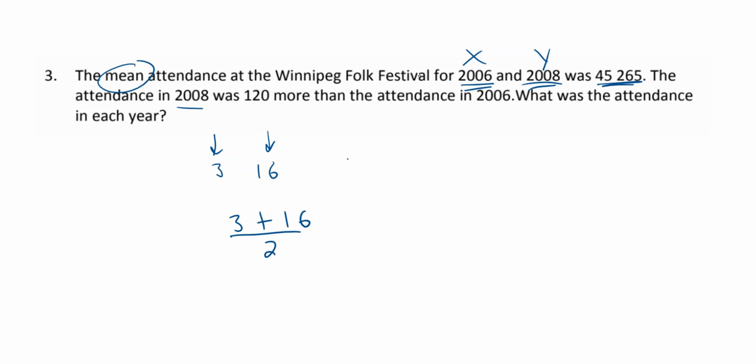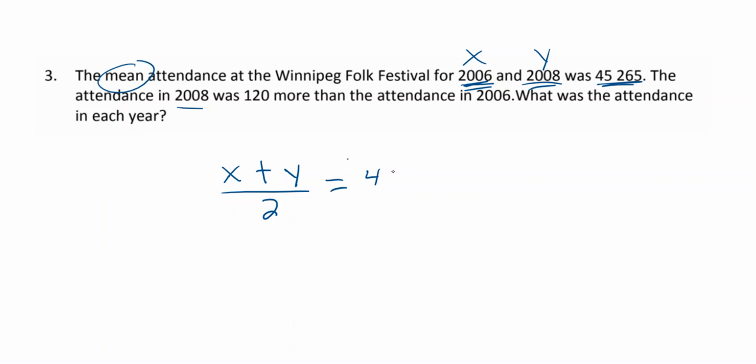So we're going to do the same thing, but just with X and Y. So we'll start off this way. We'll say X, right, the number of people who came in 2006, plus the number of people who came in 2008. And then whatever that is, I'm going to divide that by 2 to find the average. And that is equal to 45,265. Okay?